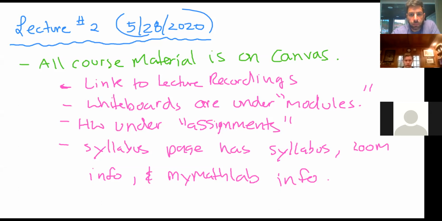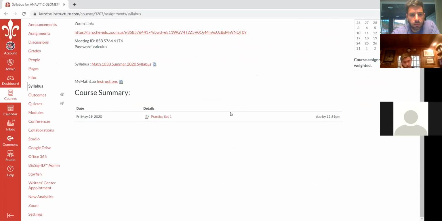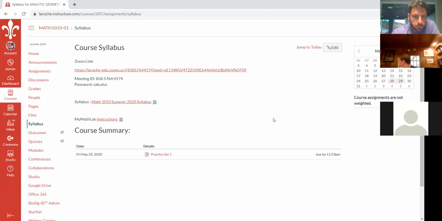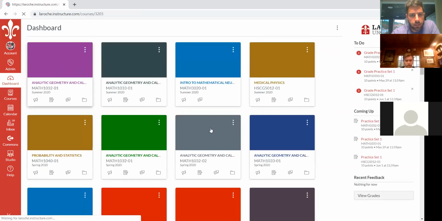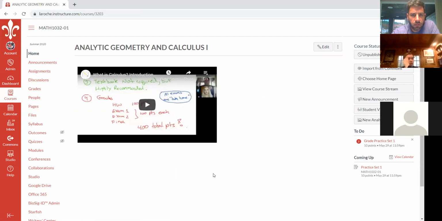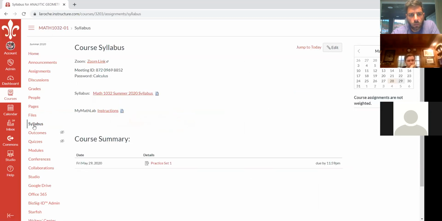Now, as far as registering, it's pretty easy. Let me share this for you real quick. You should be seeing a Canvas page now. When you log into the class, what you'll see is something similar to this, not exactly the same, but similar. You'll see the link to the lectures, and then if you click on the syllabus page, you'll see links for the instructions. And if you hit this My Math Lab instruction, what'll pop up is a PDF.